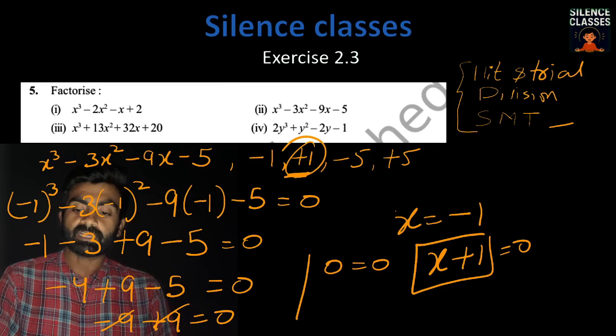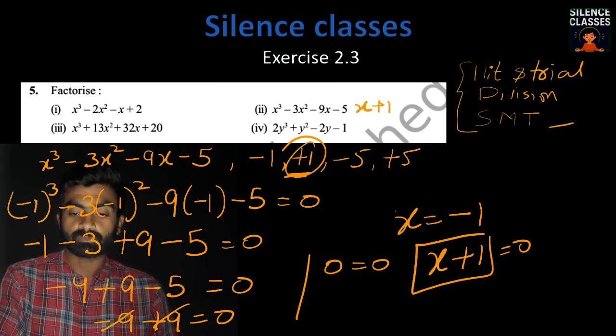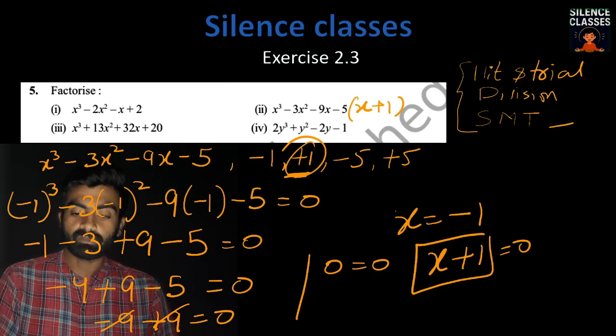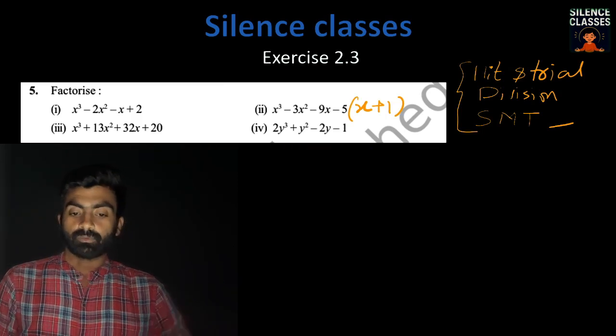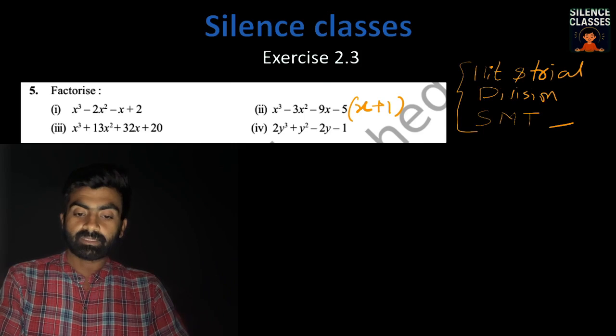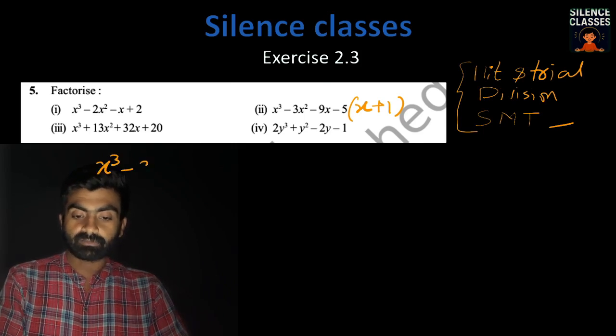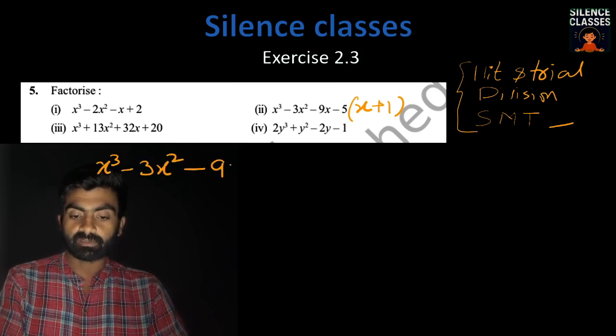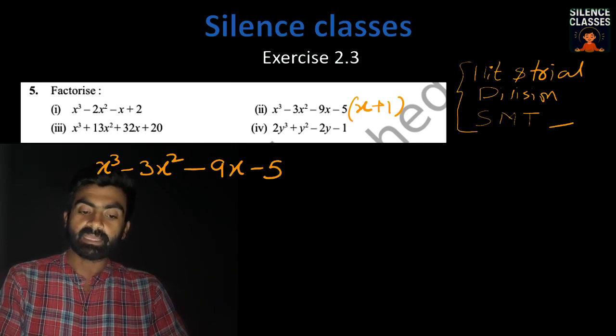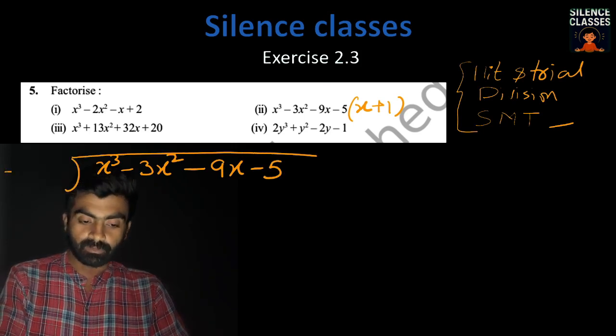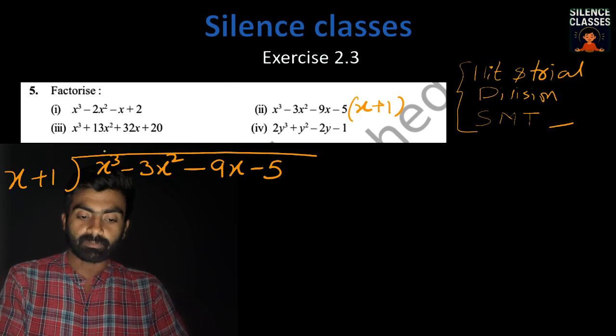So we got that x plus 1 is a factor of the given equation. This is the first factor we will get. Now let's divide x cube minus 3x square minus 9x minus 5 by x plus 1. So we have to multiply it by x square.